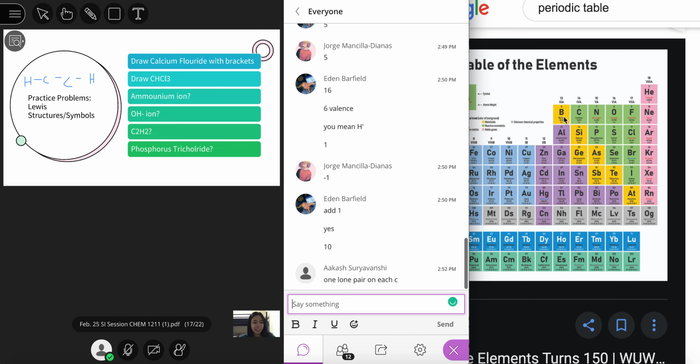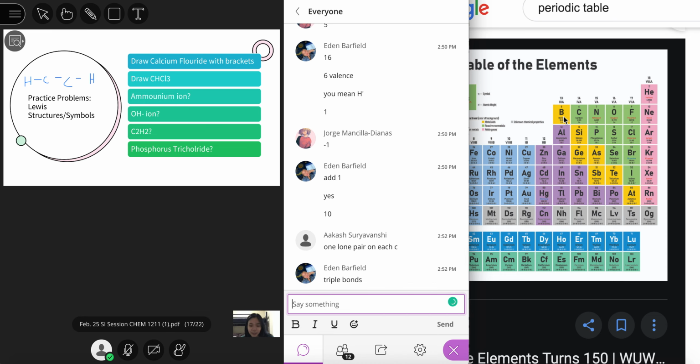How do we get 10? Because right now we only have... See, you could do that, but you can't. The problem is there's not an octet, so you add in lone pairs. There's a more efficient way of doing it. You wouldn't have to use lone pairs; you would use something else. You would need the octet to do something else. Triple bond. Yes, exactly. Triple bonds. Very good. So that's 2, 4, 6, 8, 10.